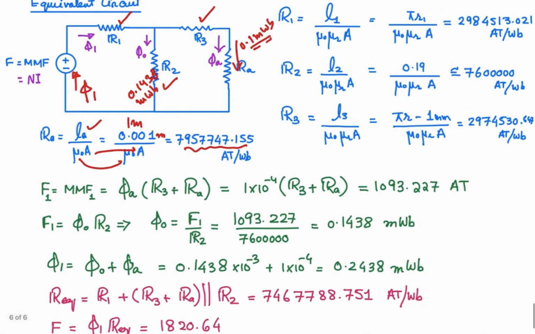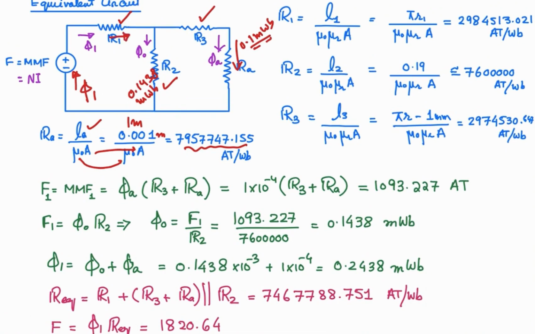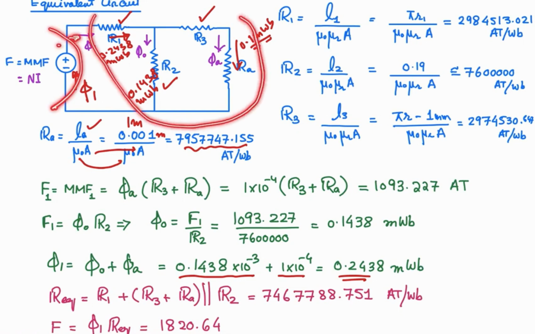So what is the total flux? Total flux is to be provided from here. So the total flux will be equal to the sum of these two. So 0.1438 milli and 0.1 milli. So the total flux that will be injected from here is 0.2438 milliweber. That is the sum of this and this. Okay, so that is the total flux required. Okay, so this total flux will be provided by this source based upon the net reluctance of this one.